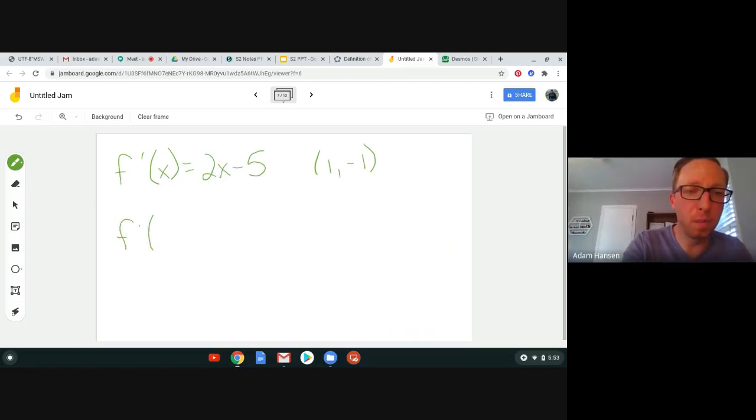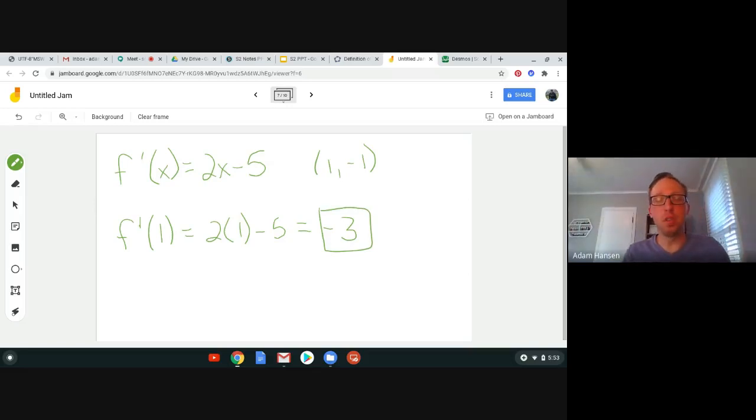F prime of 1 equals 2 times 1 minus 5. It's 2 minus 5, or negative 3. The slope of the tangent line, the slope of the graph at x equals 1 would be negative 3. All right, I think we'll call it there.